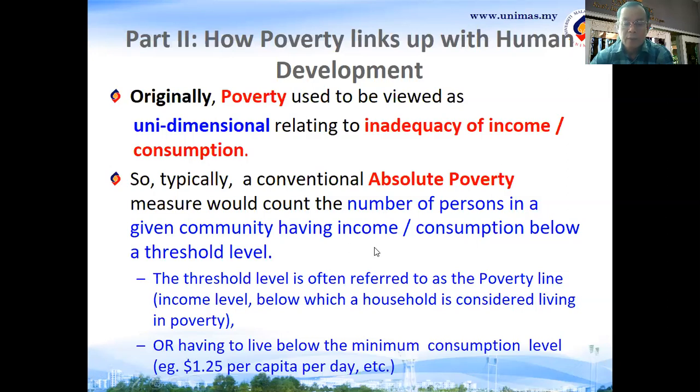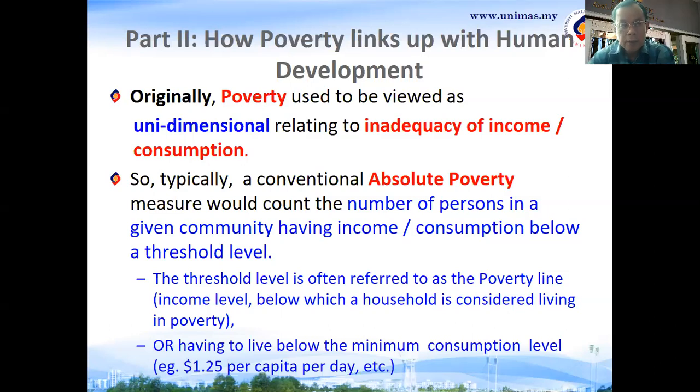So if the income falls below a certain level or the consumption falls below a certain level, then those people will be considered as below the poverty line. Those categorized as poor. For example, the threshold level that has often been used is known as the poverty line. In other words, the income level below which a household is considered living in poverty.